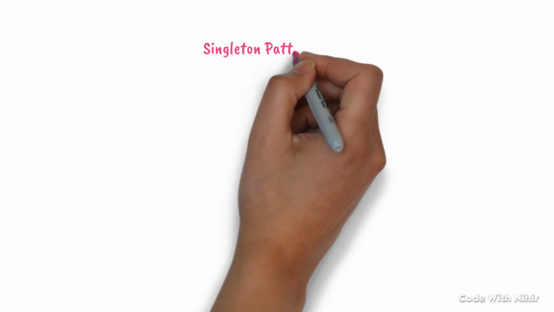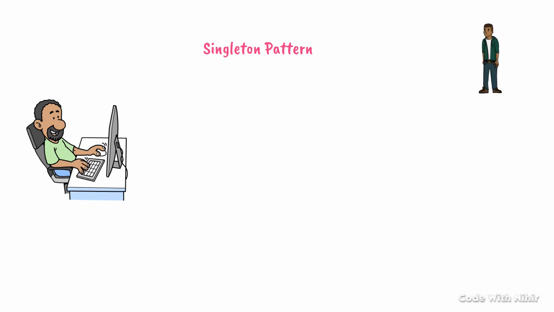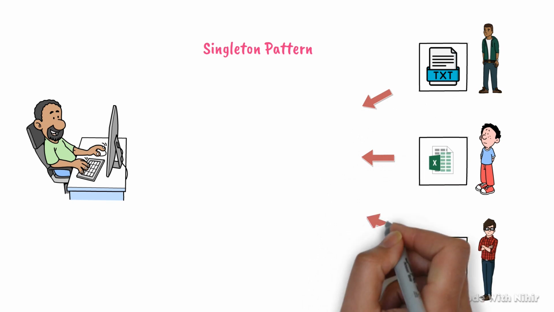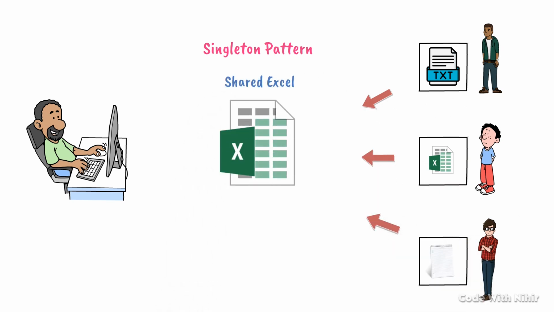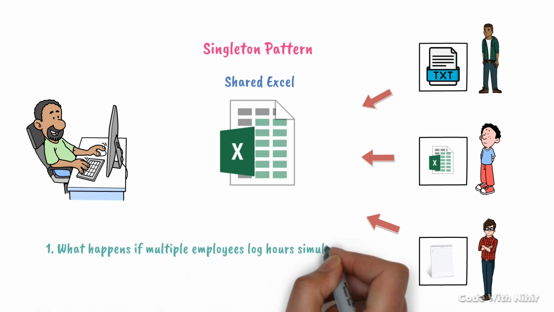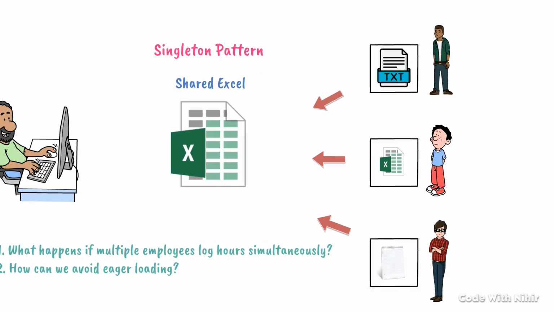Let's quickly recap what we learned in our previous video. Last time, we introduced the Singleton pattern, solving a problem where employees logged their hours using separate files by switching to a shared file. We also posed two important questions. Number 1, what happens if multiple employees log hours simultaneously? And number 2, how can we avoid eager loading? Let's answer this at the code level.